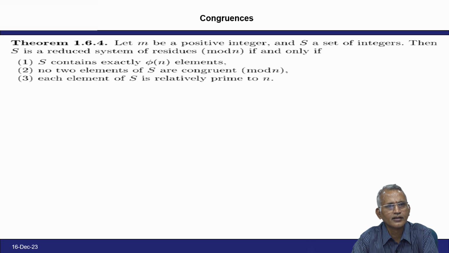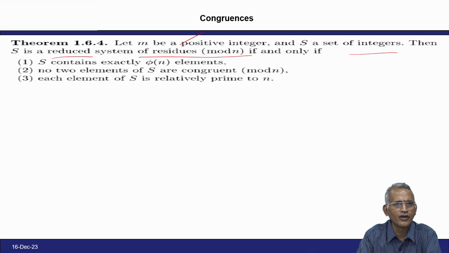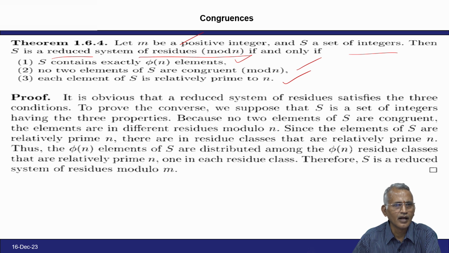Now we have a theorem based on that, in terms of the Euler totient function, reduced residue system and relative primality of one number to another. Let n be a positive integer and S a set of integers. Then S is a reduced system of residue classes if and only if S contains exactly phi of n elements, no two elements of S are congruent under modulo n, and each element of S is relatively prime to n. This is the statement of the theorem, and we have a proof.